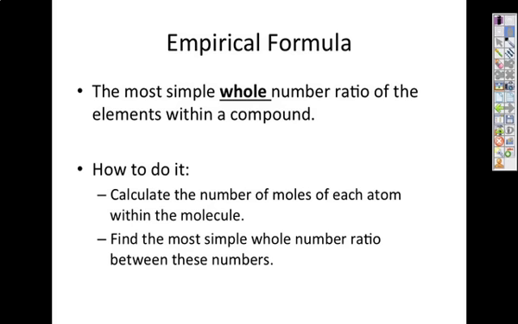So these would be 2 good flashcards here. 1, what does empirical formula mean? That's the first bullet point. And then 2, a second flashcard would be how you do it.